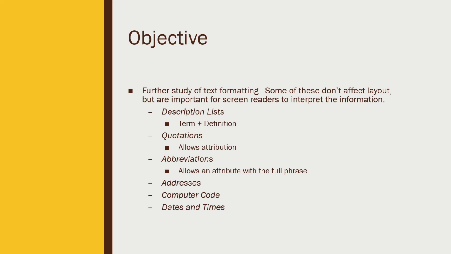user. So we'll go over description lists, which is a term plus a definition. Quotations, which allow attributions, abbreviations, which allow an attribute with the full phrase, addresses, computer code, and then dates and times.